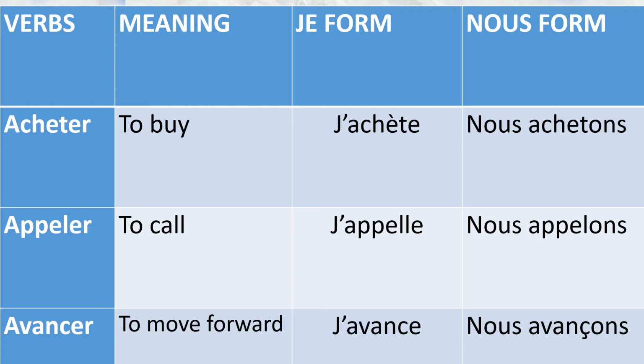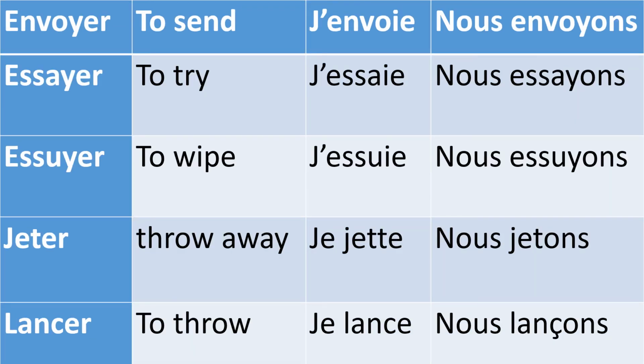Avancer is the same thing as lancer, okay? Where you would have to put the cédilla. It means to move forward. J'avance, but nous avançons. Envoyer, to send, j'envoie, nous envoyons. We had seen it as well as essayer, to try, j'essaie, nous essayons. Now, essuyer, which is to wipe, j'essuie, nous essuyons.